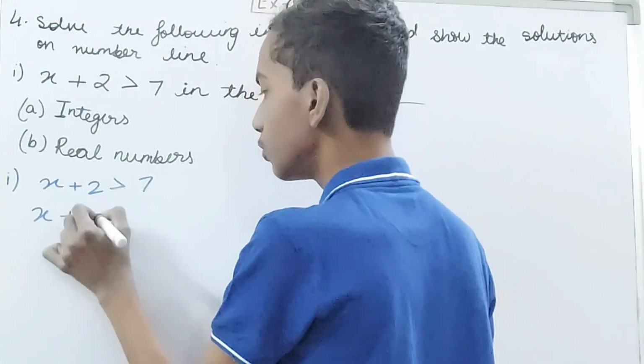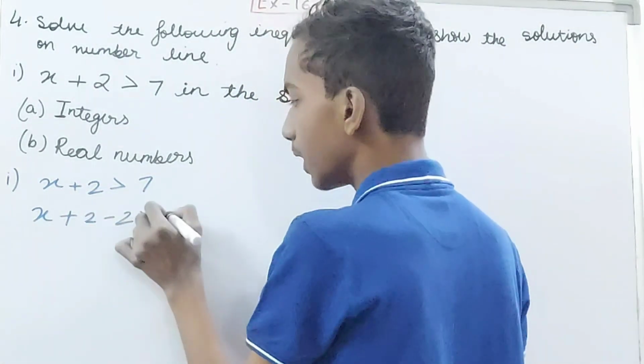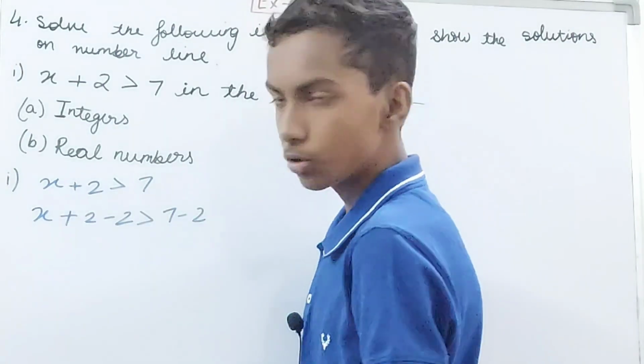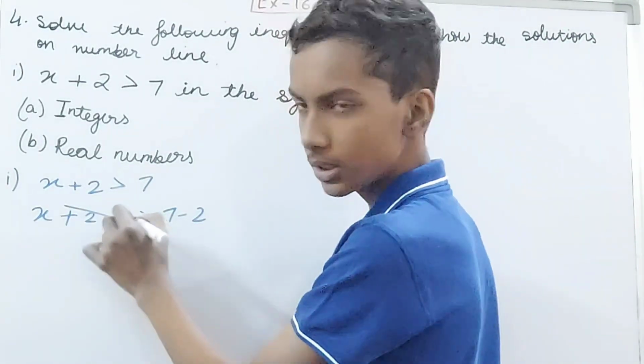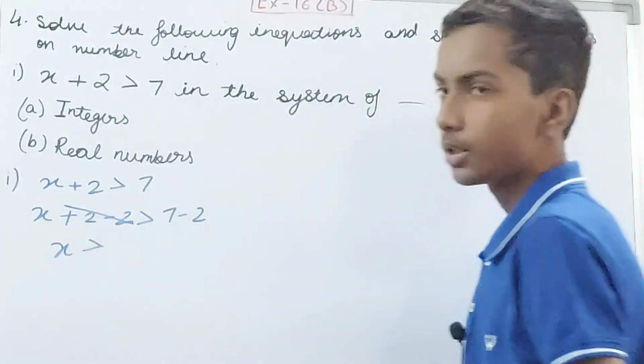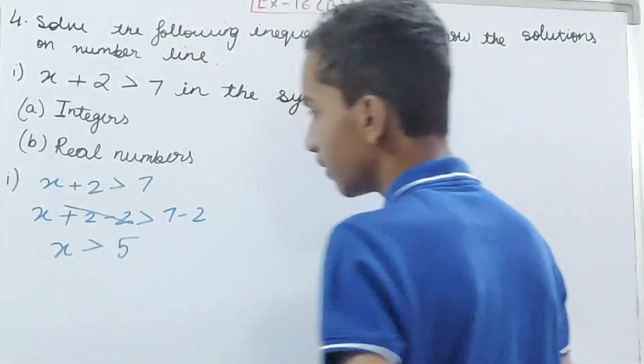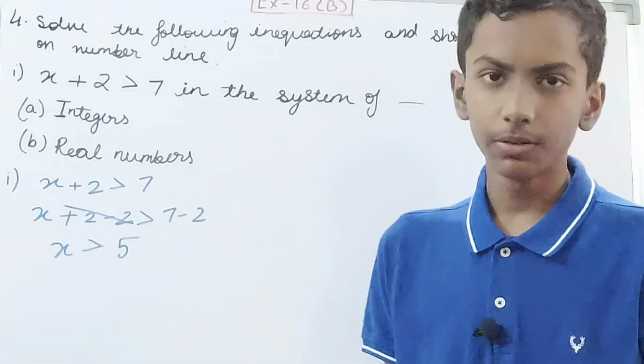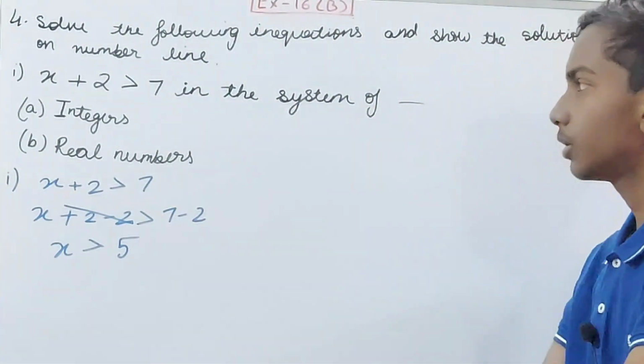I will get rid of plus 2 by adding minus 2 here, greater than 7 minus 2 again. So plus 2 minus 2 will cancel. x is greater than 7 minus 2, that is 5. So x is greater than 5. This we have solved. Now it is saying mark the solutions on the number line.